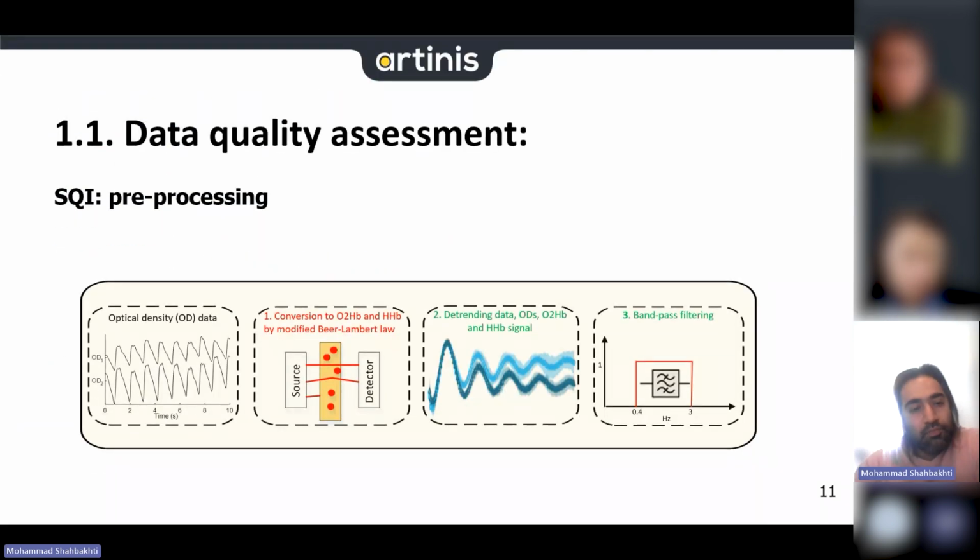So first part is pre-processing. Of course, what we are recording with NIRS is optical density. We have to convert it to oxygenated and deoxygenated hemoglobin concentration. For that, we use the Beer-Lambert law. Then we detrend the data, both ODs and hemoglobin concentrations, because we don't need that. And then we do a little bit of bandpass filtering from 0.4 to 3 Hz, also to remove unnecessary components that we are not looking for. All we're doing here is making sure that we're going to have clear cardiac components.